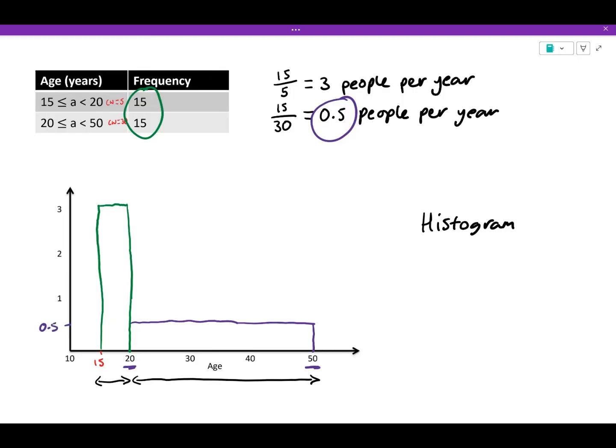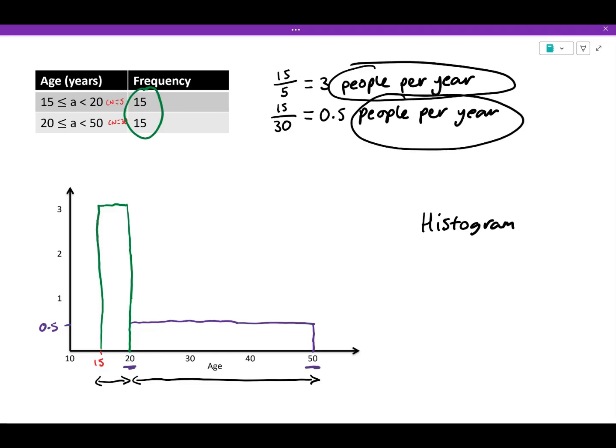What we now just need to think about is what goes on my y-axis. What label am I going to put there? Because it's not frequency. The heights of the bars are not 15. It's our people per year. So our people per year can be referred to as frequency density. So frequency density is what you are going to be labeling your histogram y-axis. So please do not do frequency, as that's for your bar charts.